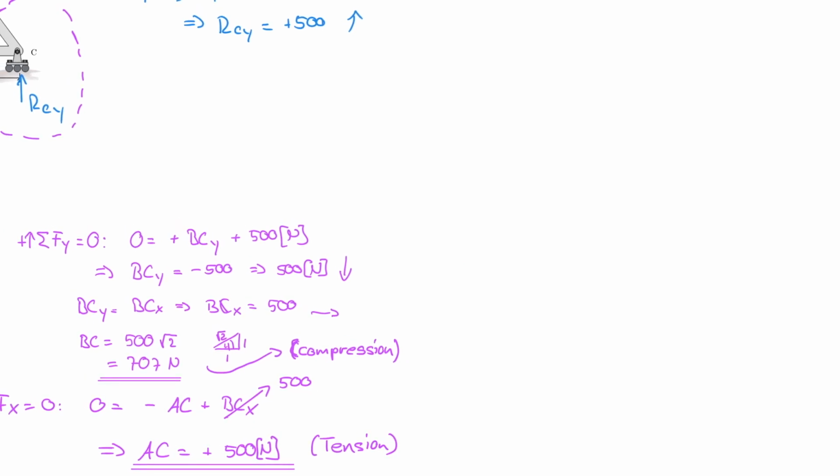So, cut joint B, and joint B looks as follows. We have a vertical member, we have the diagonal member, and we have the horizontal force. And the horizontal force was equal to 500.